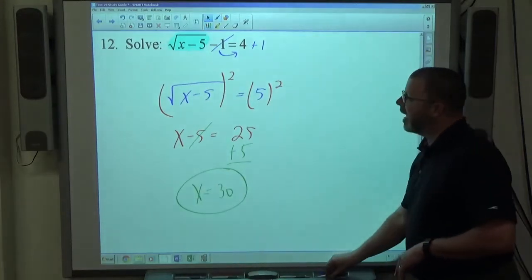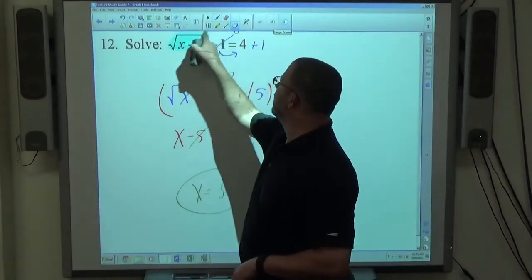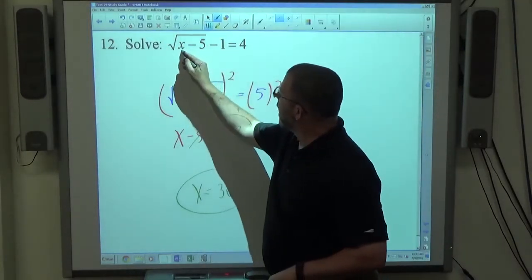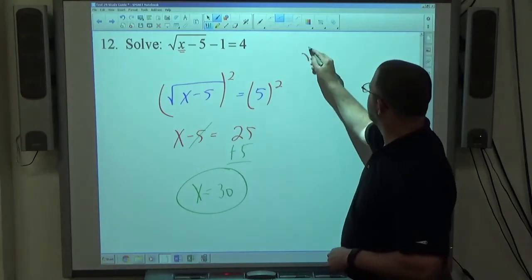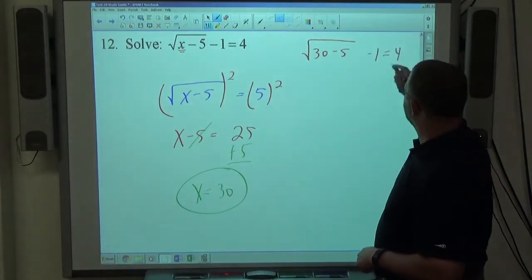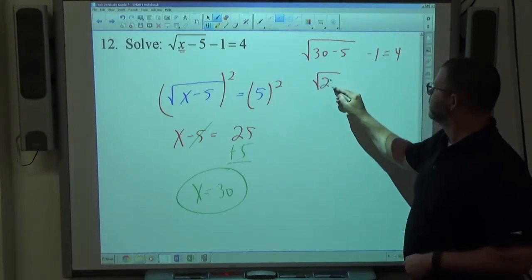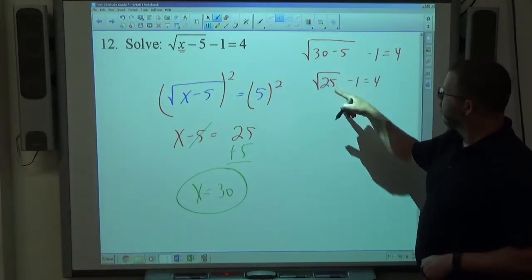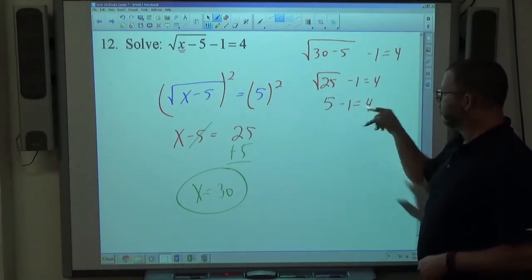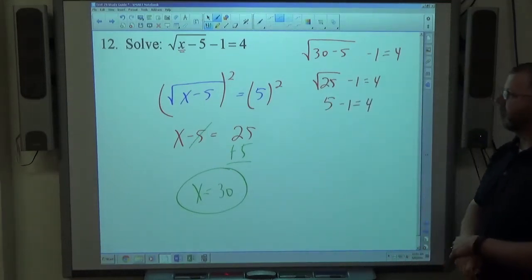That represents what can be the right answer. We again have to verify with these kinds of problems every time. So I'm going to change x into 30, so that's going to become the square root of 30 minus 5, minus 1, is supposed to equal 4. Square root of 30 minus 5, that's the square root of 25. Square root of 25 is 5. I see a true statement there, so I can verify that 30 is the correct answer.